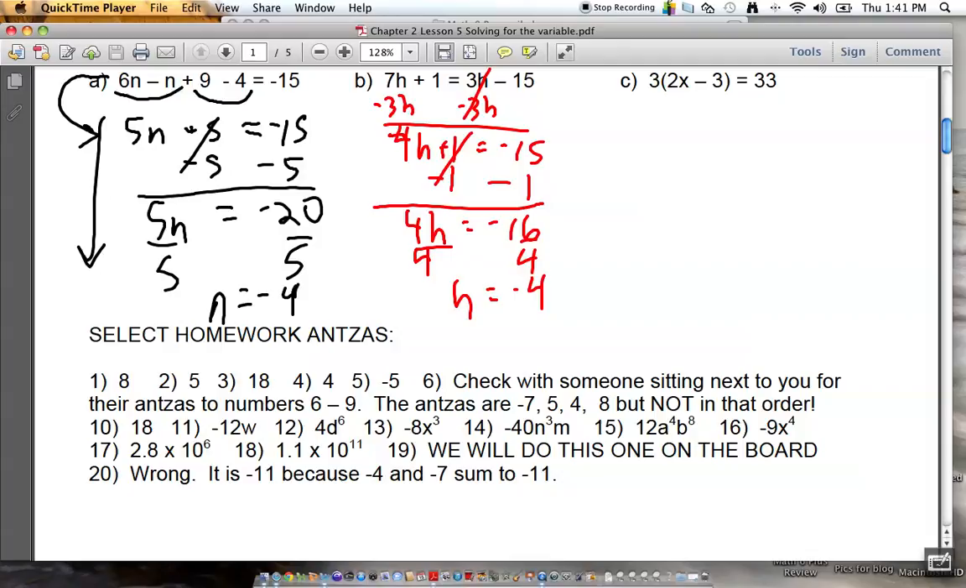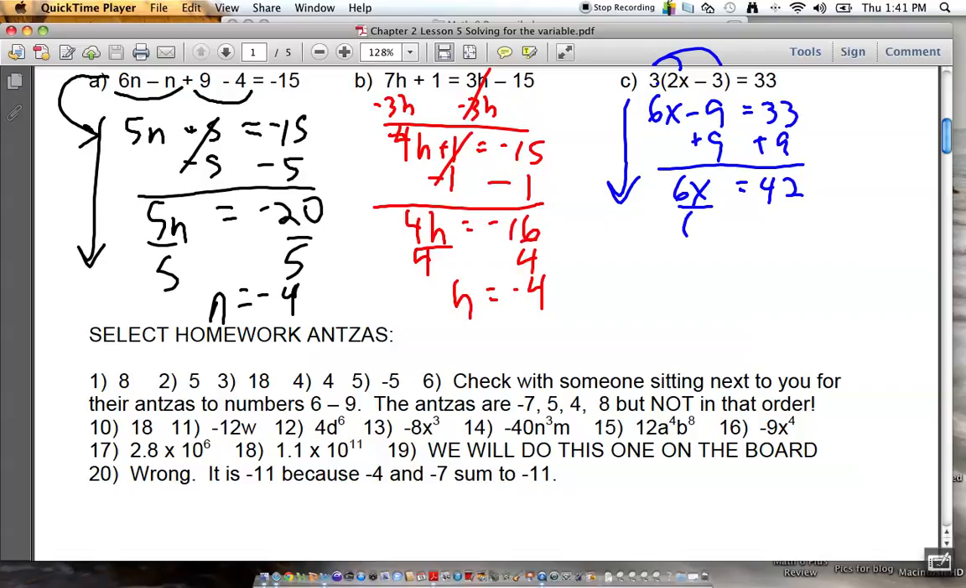Now, letter C. Distribute the number outside the package. What's 3 times 2x? 6x. 6x minus 9, because 3 times negative 3 is minus 9, equals 33. Again, from this point forward, this is easy. Add 9. 6x is 42. Divide by 6. x is 7.